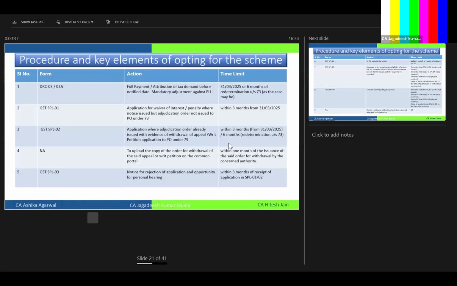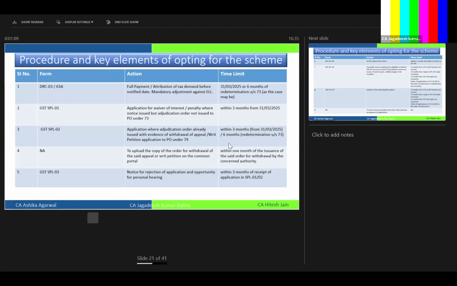In that case, if you have made any payment through DRC 03 without tagging your liability, your liability ledger will not be debited. It will still be showing your actual liability. So in that case, what you need to do is file your DRC 03A, tagging this order reference number, so that your electronic liability ledger will get reduced. The tax amount will get reduced. Then you can go under this scheme.